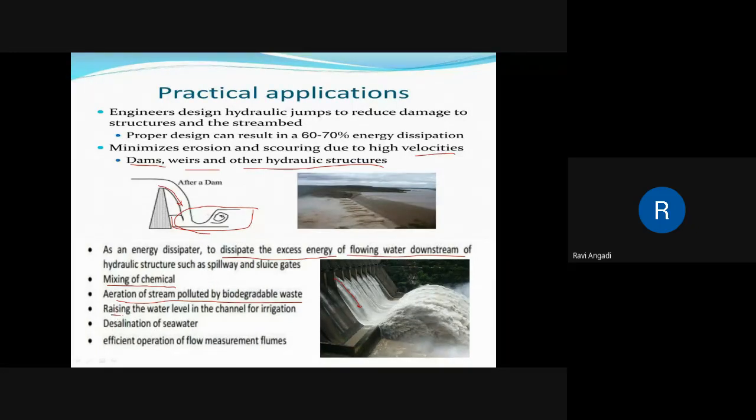Then raising the water level in the channel for irrigation. It is required to raise the water and feed it into the irrigation channel, so the hydraulic jump is created. And desalination of seawater. Sometimes for desalination purposes, the hydraulic jump is created. Then for efficient operation of flow measurement flumes, the hydraulic jump is created. Is it clear, the applications, all of you?